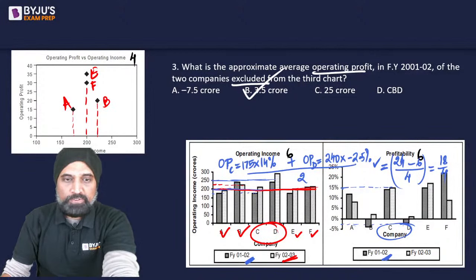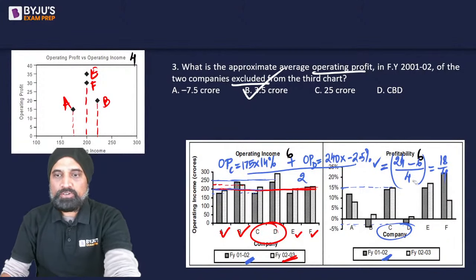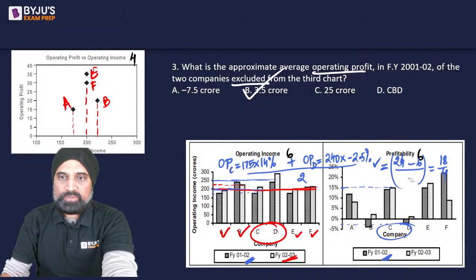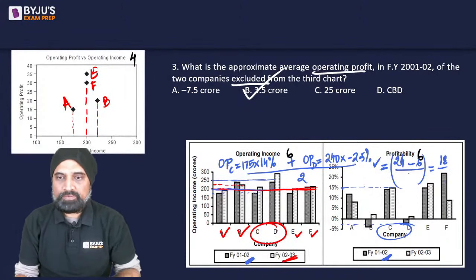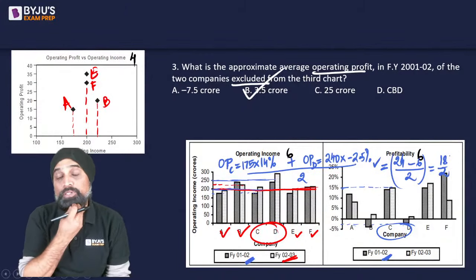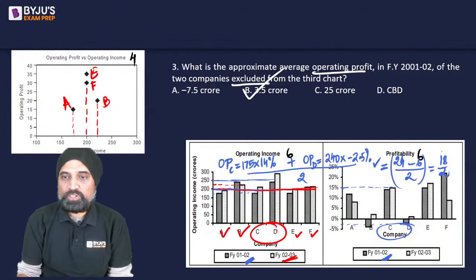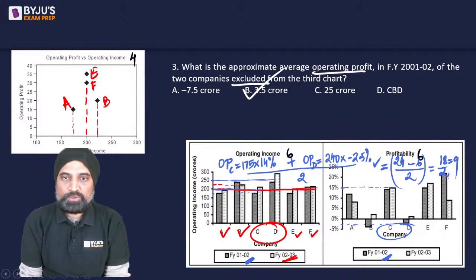Did I divide it by 4? No, there are only 2. Sorry, divided by 2. Oh, there are only 2 companies. So this is going to give us 9, and 9 we do not have in the options.